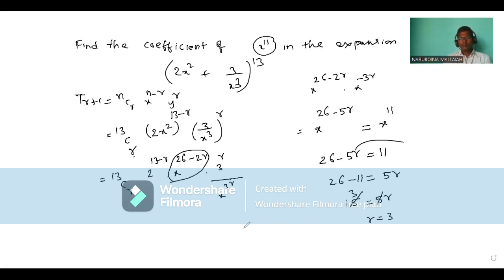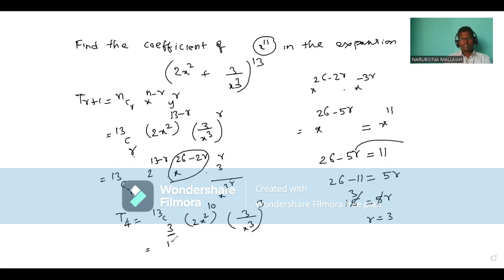Now the term we are going to find out. So r is 3, which means that is the fourth term. So the fourth term will consist of the coefficient of x to the power of 11. So n is 13, 13C3. The first term is 2x squared, the second term is 3 by x cube. After writing this, 13 minus 3, that is 10. Write this as the power here.